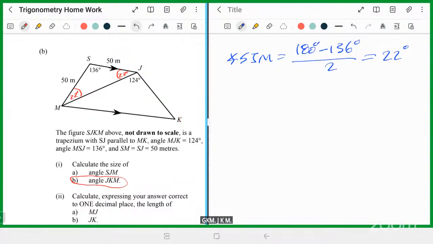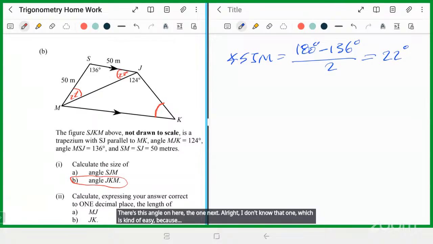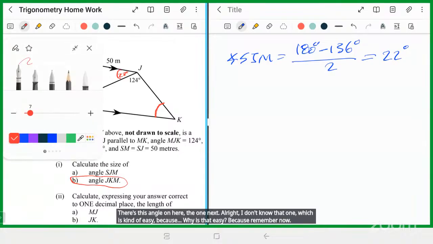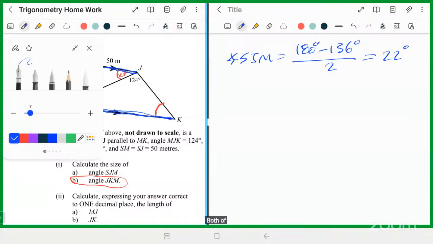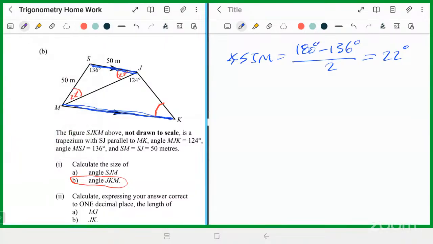JKM. There's this angle on here they want next. Alright, that angle on here they want is kind of easy. Why is that easy? Because remember now that this line and this line are parallel. Both of them are joined by this transversal line. And so that angle that they want down here, which is in red, and the whole of this angle up here add up to 180 degrees.